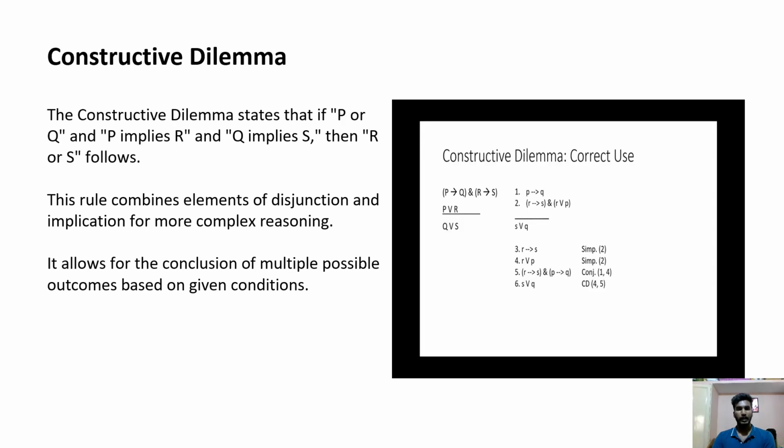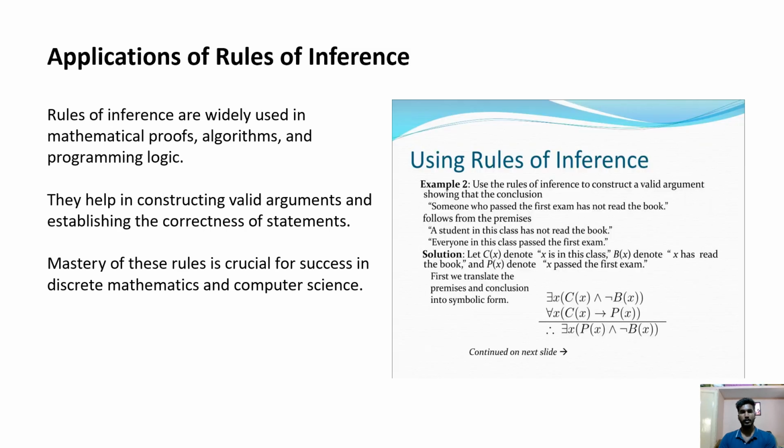Constructive dilemma. Constructive dilemma states that if P or Q, and P implies R and Q implies S, then R or S follows. This rule combines elements of disjunction and implication for more complex reasoning. It allows for the conclusion of multiple possible outcomes based on given conditions.